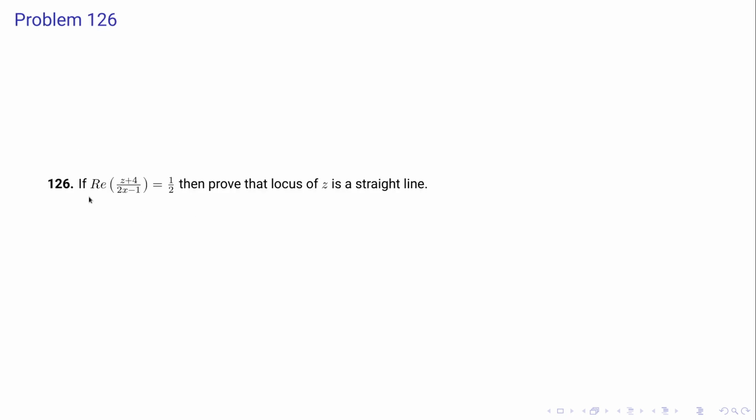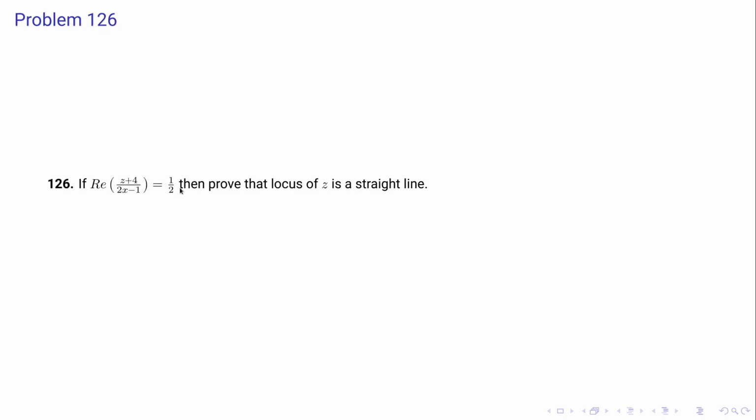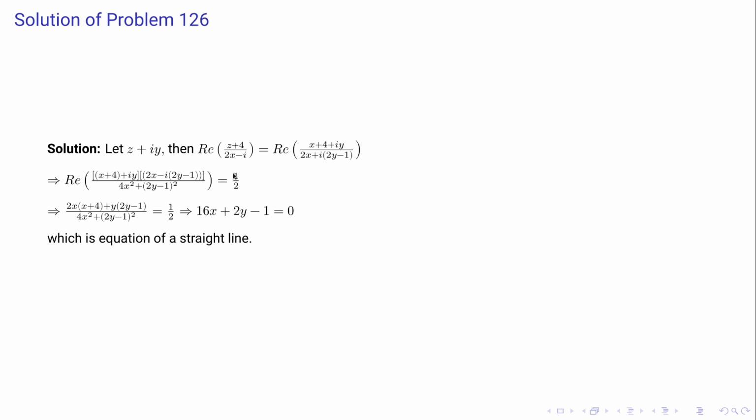Problem 126 says that if real of Z plus 4 by 2Z minus 1 is equal to half, then prove that the locus of Z is a straight line. It looks like it is 2Z minus I. Okay. So we let Z is equal to x plus iy. This is all typing mistake. So this becomes x plus 4 plus iy, and this becomes 2x plus I into 2y minus 1. This looks like wrong.